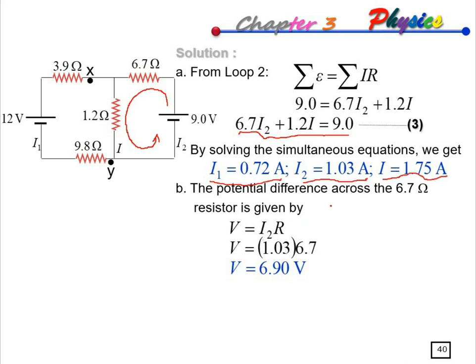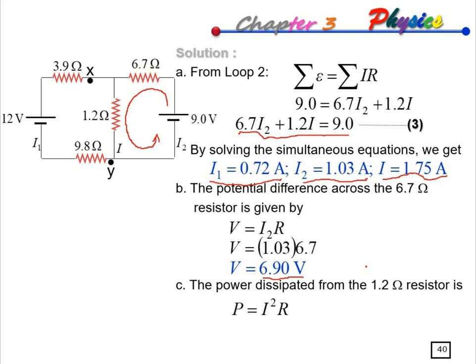B, we need to determine the potential difference across the 6.7 ohm resistor, given by the equation V. The voltage drop across the 6.7 ohm resistor is V equals I2, which is 1.03, times 6.7. The answer will be V equals 6.9 volts.